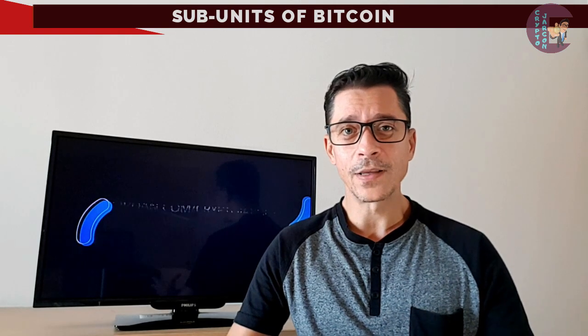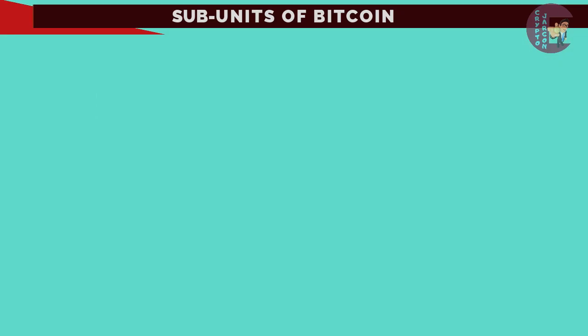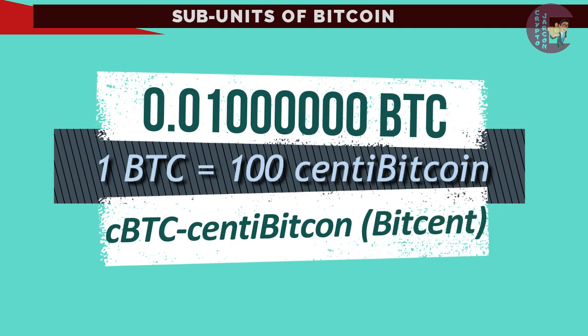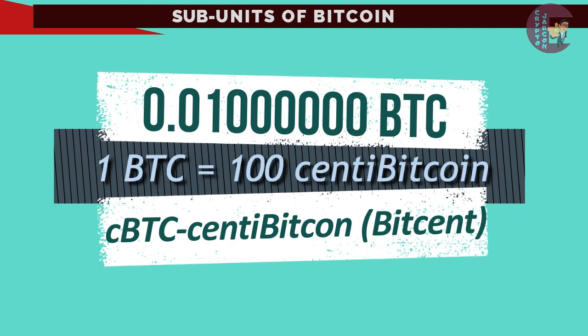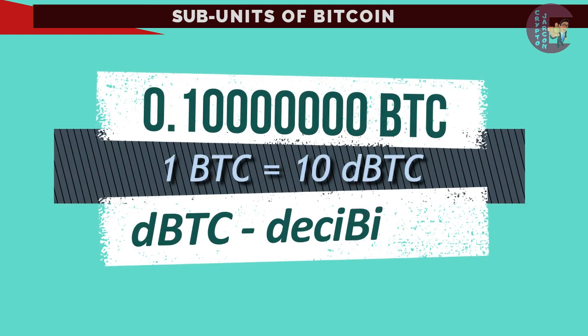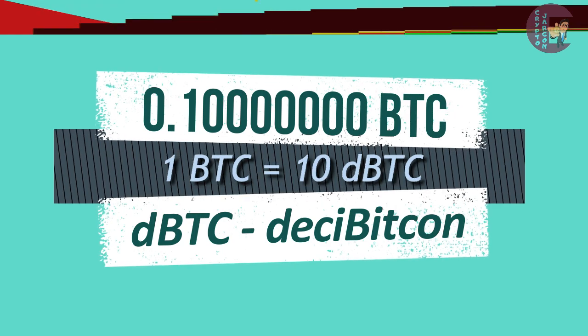The next one up is bitcent or centibitcoin. As you can probably guess, 100 of these equal one Bitcoin, or we can also say that a centibitcoin is 1 million Satoshis. Decibitcoin is 10 million Satoshis, or in reverse, one Bitcoin is made of 10 decibitcoins. So these were the micro units, and now we move on to the mega units.